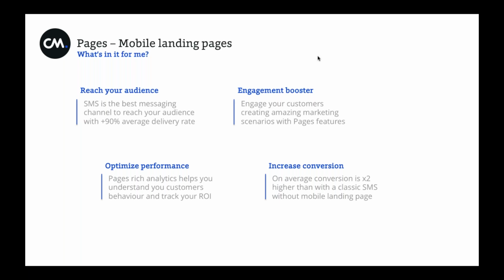First of all, in terms of reach of your audience. Maybe you might not be familiar with SMS, but SMS is the best messaging channel to reach your audience, because on average we see an over 90% delivery rate with SMS, which can go up to 95 or down to 85, depending on whether your database is qualified or not, or whether it is a transactional message or marketing message. Usually for marketing, average delivery rate varies from 85 to 90%, which is huge in comparison with email, where delivery rate can be quite low.